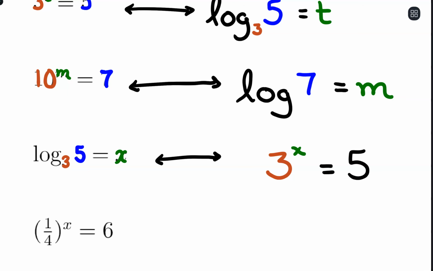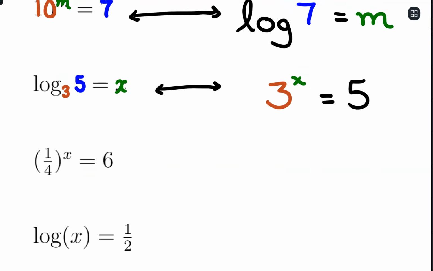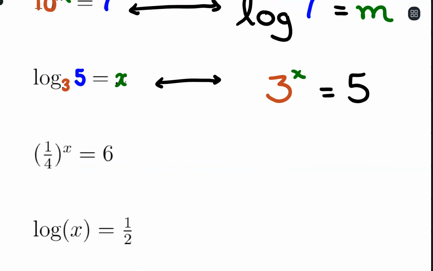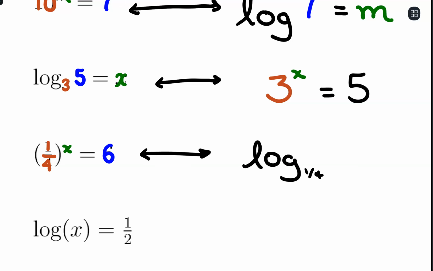Okay, and then we would just leave it like that. With this, we have 1/4 raised to the power of x equals 6. So that 1/4 would all be the base. We have an exponent of x and then a value of 6. So switching to logarithmic form, we're going to have a log base 1/4 or 0.25 of 6 equals that exponent of x.